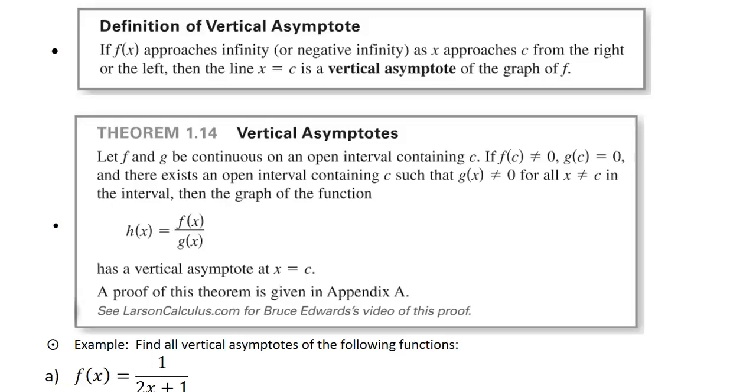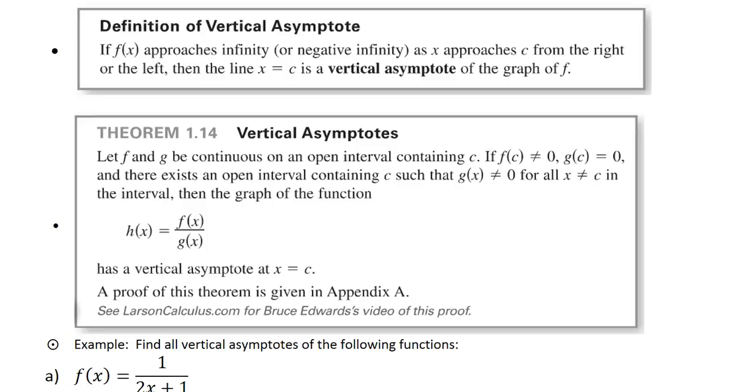Okay, so we've been talking about vertical asymptotes and what they look like on graphs. You can see that in the previous video, but this is actually the calculus definition of a vertical asymptote. And this says if f of x approaches infinity or negative infinity as x approaches c from the right or the left, then the line x equals c is a vertical asymptote of the graph of f.